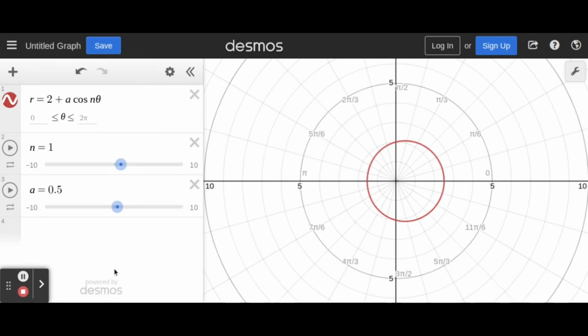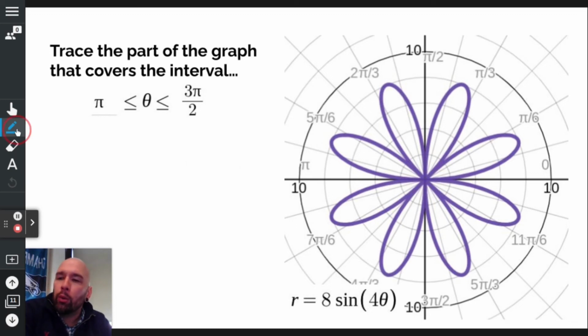All right, now that I'm done graphing those guys, for now I think, let's do something a little different. Trace the part of the graph that covers just one part of the interval. So I have r equals 8 sine 4 theta. So 4 theta gives me the 8 petals. That 8 tells me that this goes out to 8, which appears to make sense. It checks out.